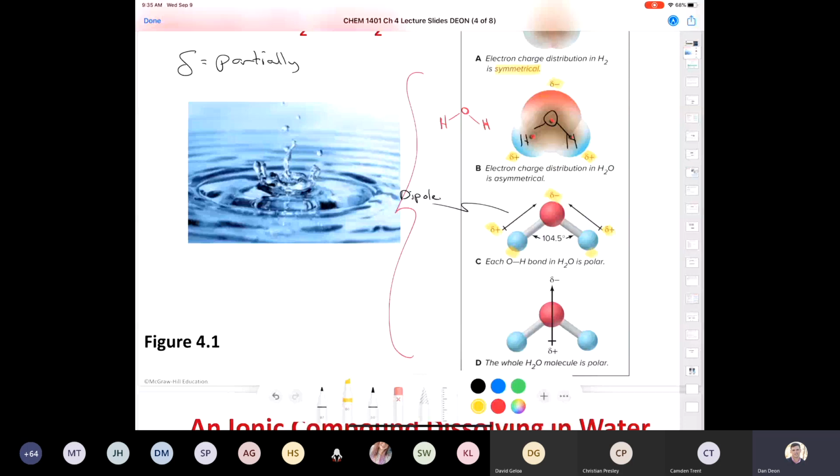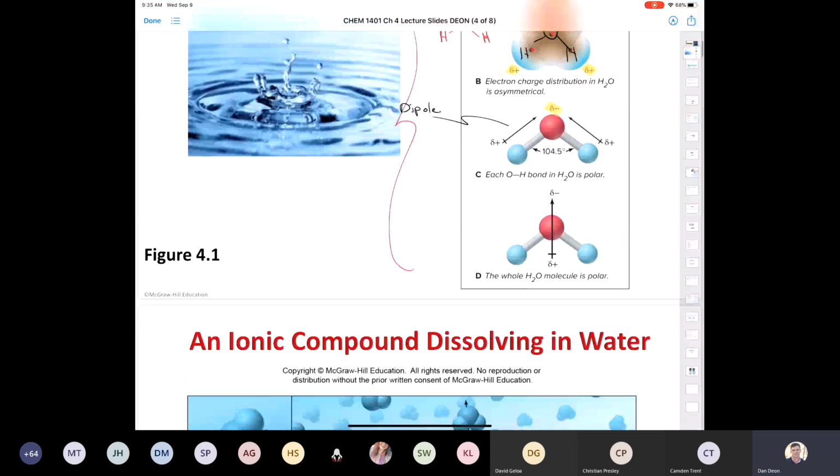Okay, so partially positive. All right, that's what you need to know moving forward. Now, what is that? What's so great about that? You're like, okay, Mr. Dion, you have a water molecule. Part of it's kind of negative and part of it's kind of positive. What's so great about that? Well, let me show you. There's something really great about that.